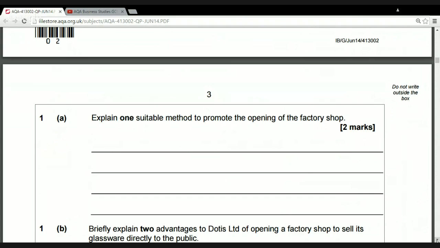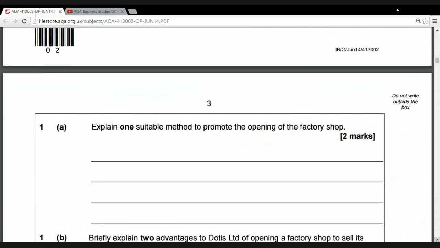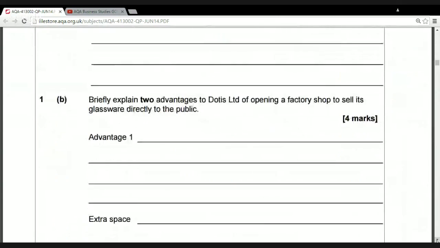So it could be that Dotis could put leaflets through people's doors. That will be like a 1 mark answer. What might be better is they might advertise the opening of their new factory shop by using posters. Okay, so that's the first question.